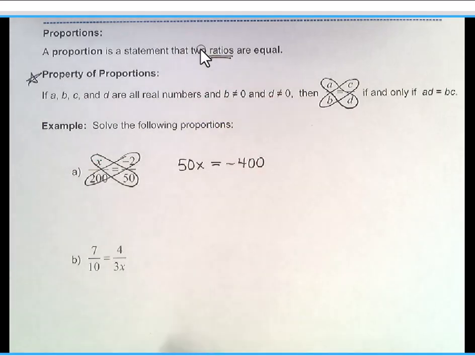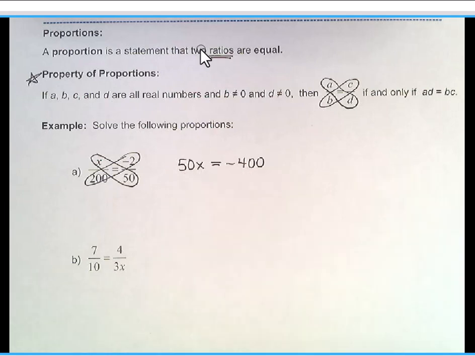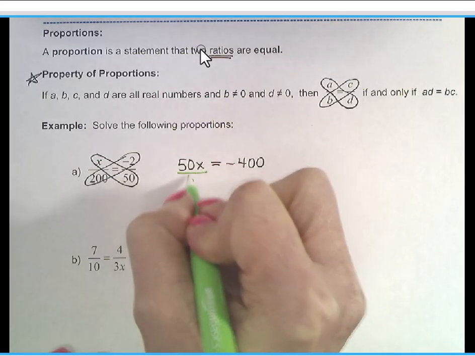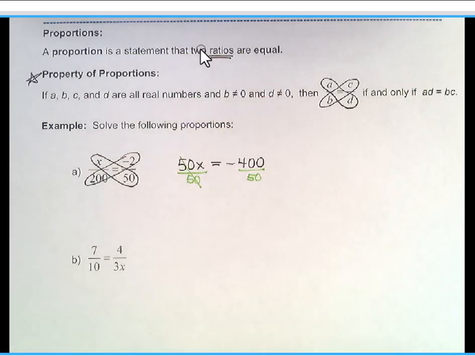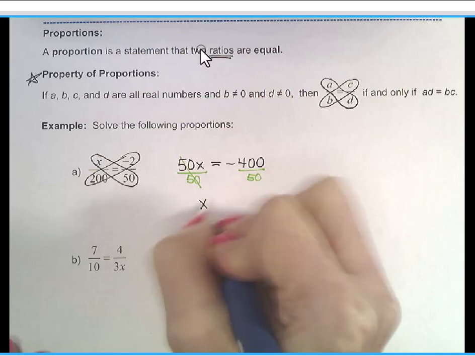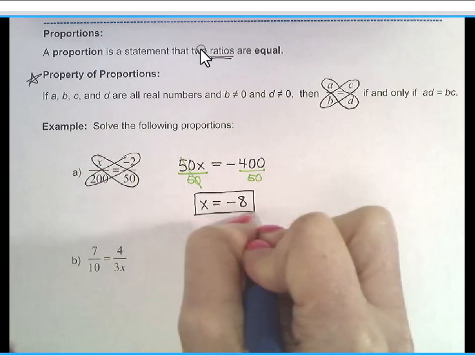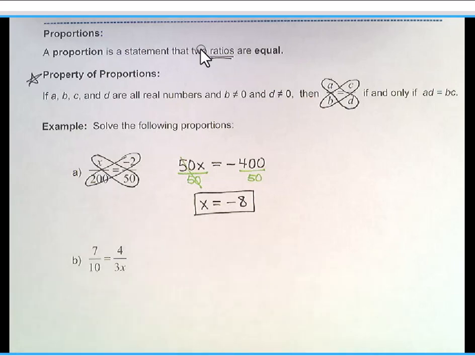And then you can think to yourself, what number could I multiply 50 by to get negative 400? Or if you don't want to have to think about it, you can do the reverse. You can do the inverse operation to solve this. So since the 50 and the x are multiplied, I can divide by 50 to isolate just the x. And if you divide by 50, negative 400 divided by 50 is negative 8. So the mystery number that would make this a true statement is negative 8. But all they want is just whatever x is equal to. That's how you solve a basic proportion.